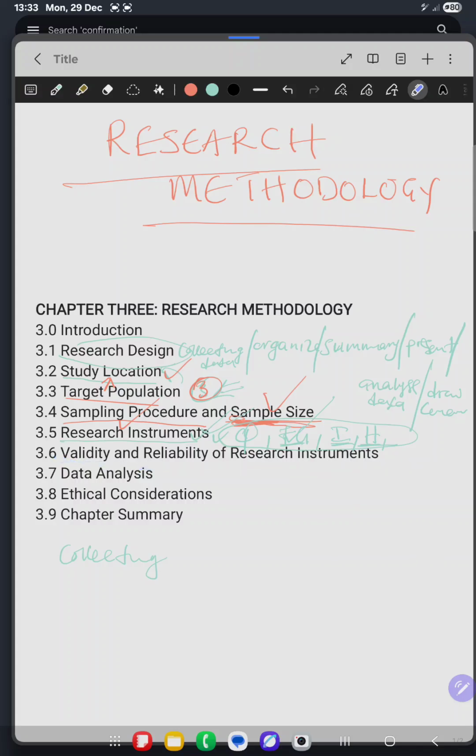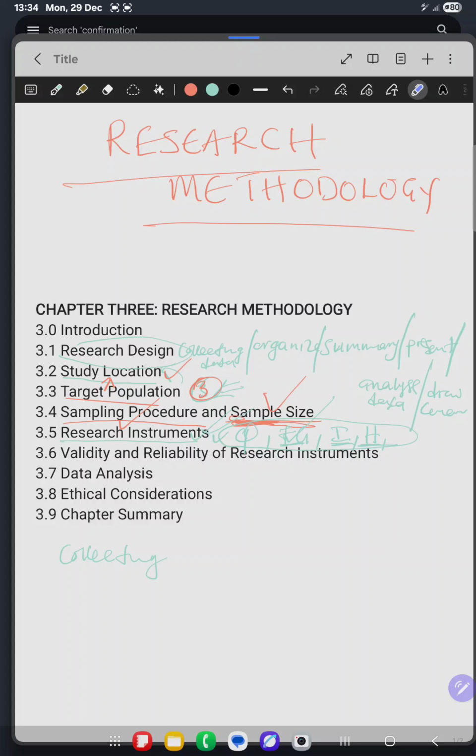Now, what then are you supposed to do as a researcher to make sure that your research instruments are valid and reliable? For you to know that your research instruments are valid and reliable, you should always make sure that you present your research instruments to your supervisor. Your supervisor should first go through the research instruments before you go out there to distribute them. So for instance, if there are some questionnaires which are not okay, the research supervisor will be there to say, remove these and add these.